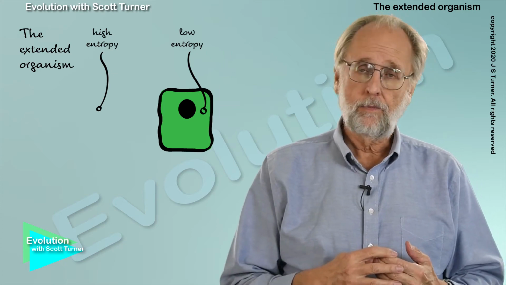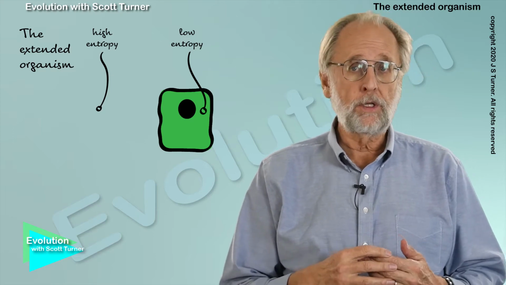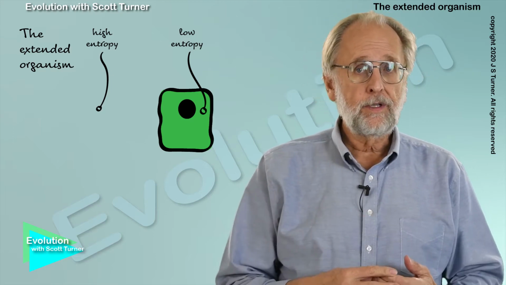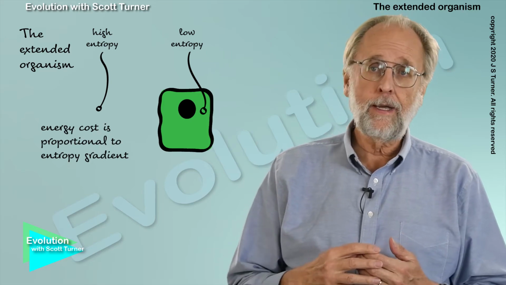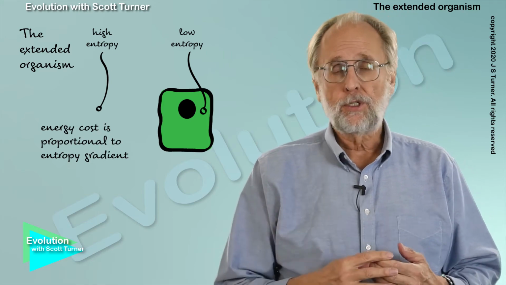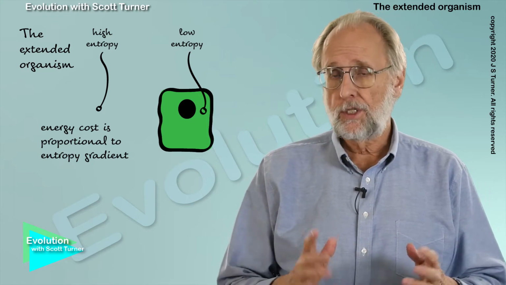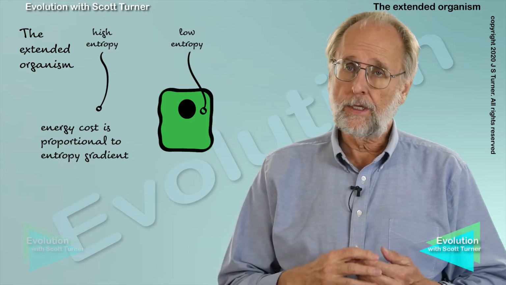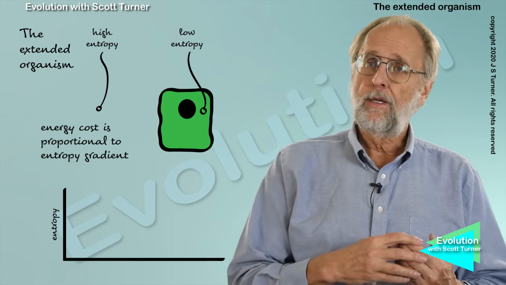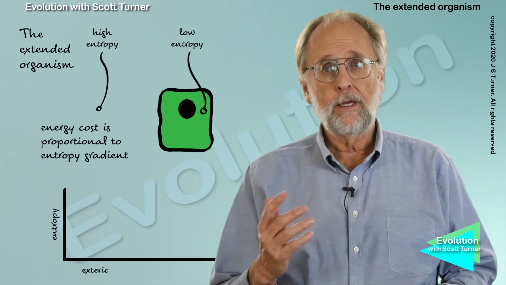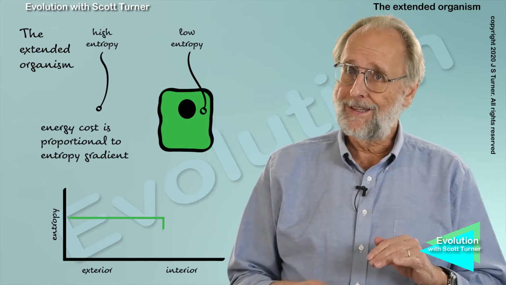There are energy costs associated with maintaining the persistent orderliness within the cell. Specifically, the energy cost of doing so will be proportional to the entropy gradient. As we just saw, the larger the entropy gradient, the more energy it costs the cell to sustain its specified orderliness. Let's graph this out. Here's a graph of entropy versus location, external and internal. The entropy gradient across the membrane will look something like this.